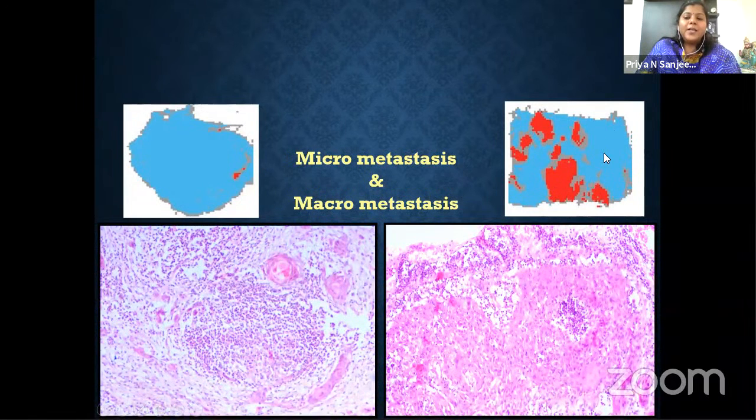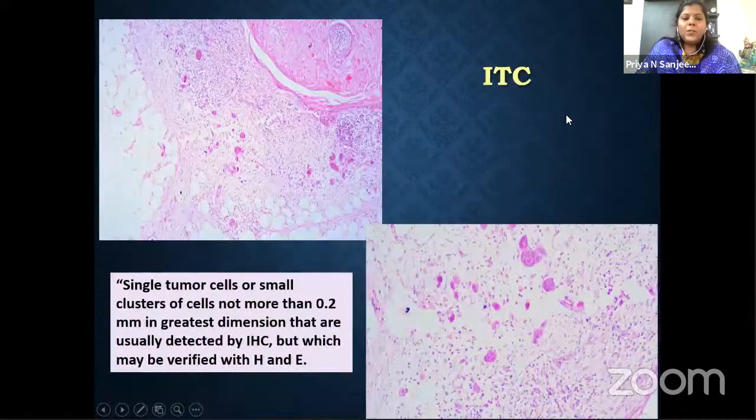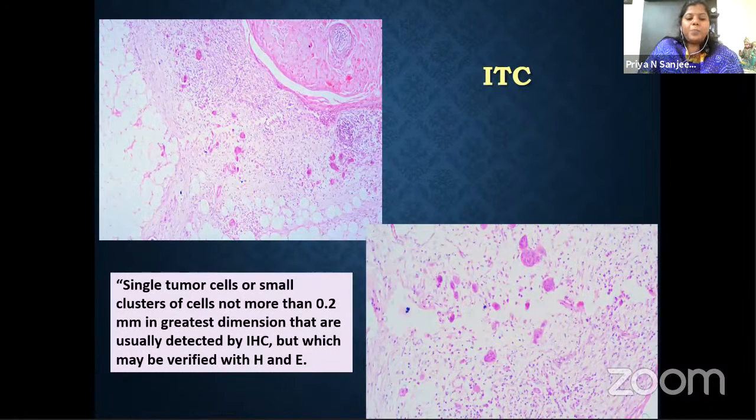Blue background represents normal lymph node, the lymphoid part of the lymphoid structure, and this is the metastatic focus. Then there is something called ITC, that is individual tumor cells. It is defined as a single tumor cell or small clusters of the cells which are not more than 0.2 millimeters in greatest dimension that are usually detected by IHC but which may be verified with HND. So this is not exactly ITC, but these smaller ones can be called as individual tumor cells, according to the definition. So we should be able to identify ITCs.